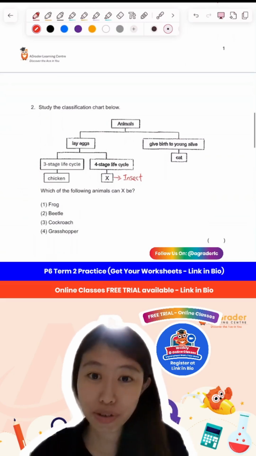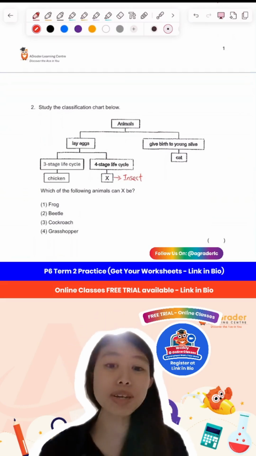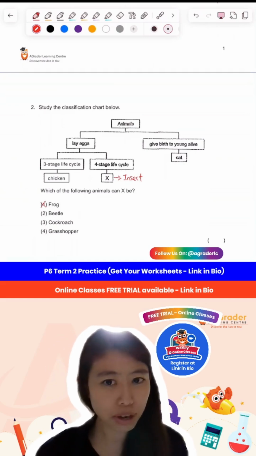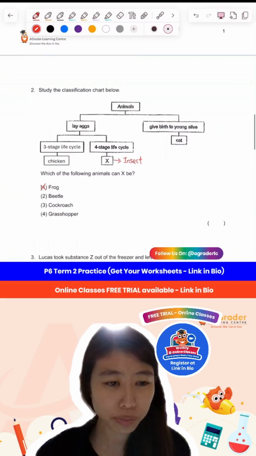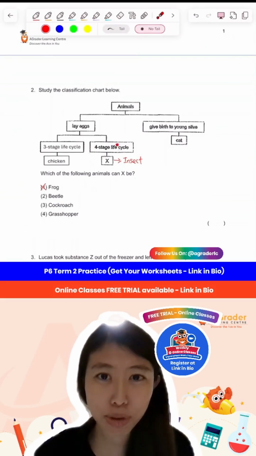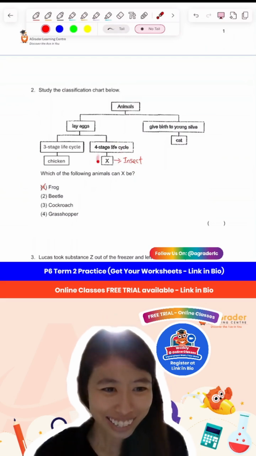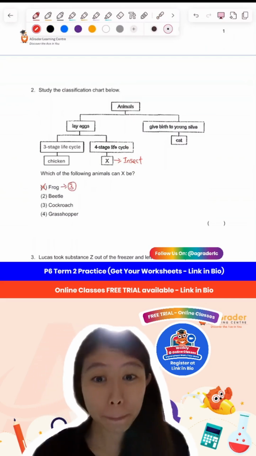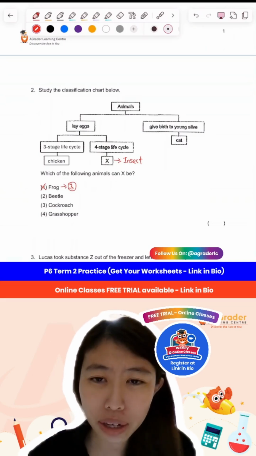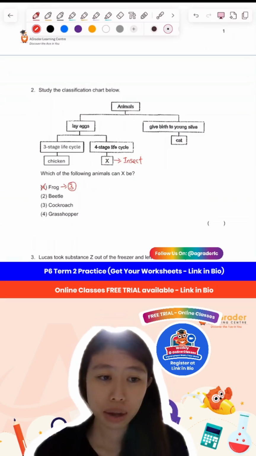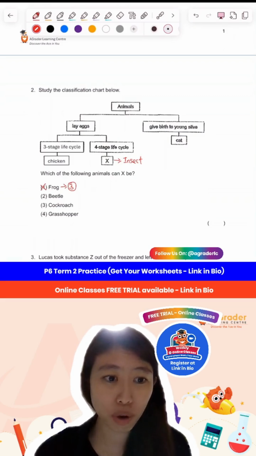Okay, so we know that it must be an insect. The moment you see there is an insect, it means that frog is out. Frog is definitely not an insect. Can anyone tell me how many stages the frog's life cycle has? Frog has 3 stages. Very good. Frog has a 3-stage life cycle. I'm left with 2, 3, and 4. 2, 3, and 4 are all insects. But which one has a 4-stage life cycle?